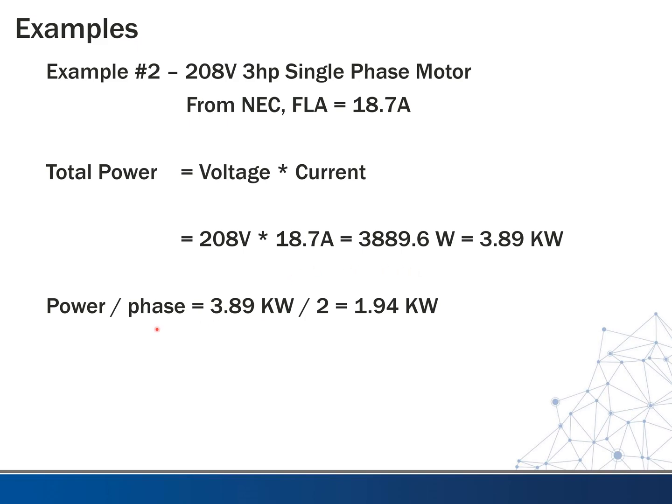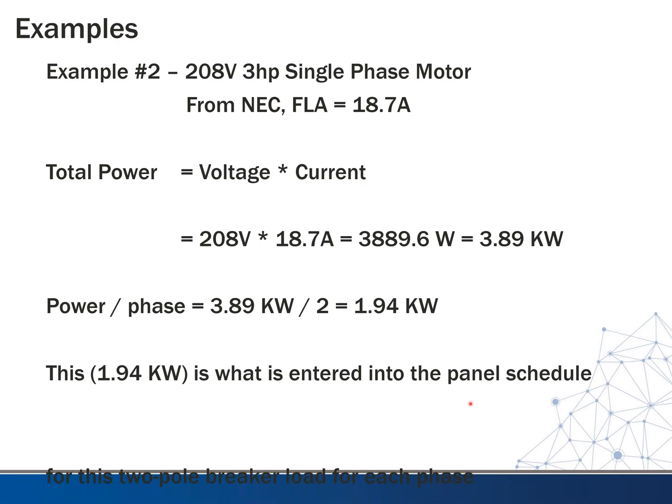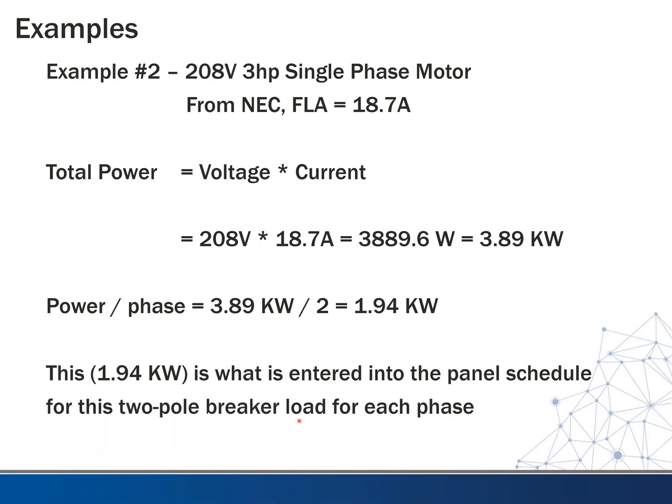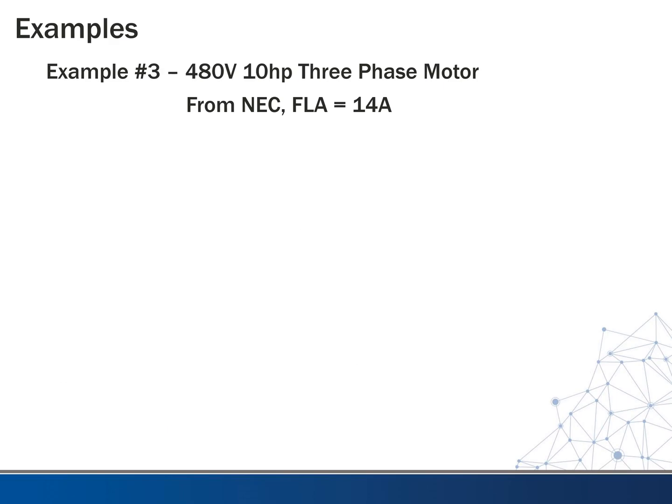So being that we've run 2 phase conductors there, we have to take our total power, 3.89, and divide it by the number of phase conductors, which is 2, so we get 1.94 kW. So this is what is entered into the panel schedule for the 2-pole breaker load for each phase. So this will take up 2 phase slots on our panel. So one will have 1.94 and the other will have 1.94, which will give us our total load there.